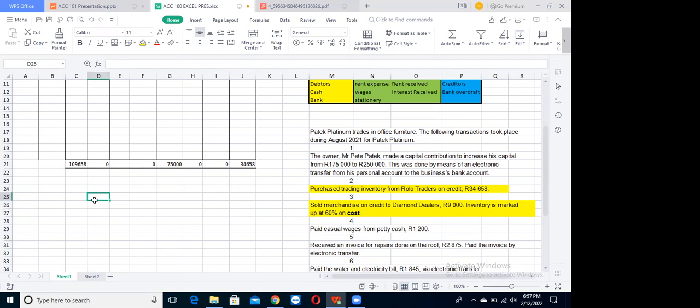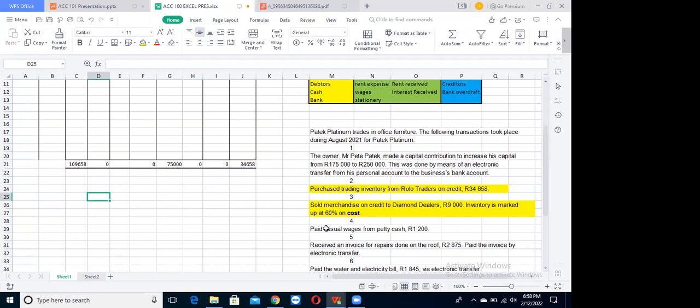Okay, so I'm going to ask one person to do the following transaction. Any willing volunteer? The one that says paid casual wages for petty cash of 1.2. Any willing volunteer? So start prepping for that particular transaction.